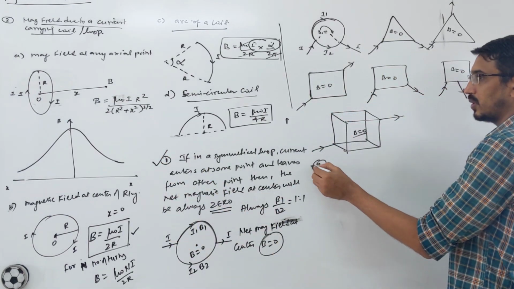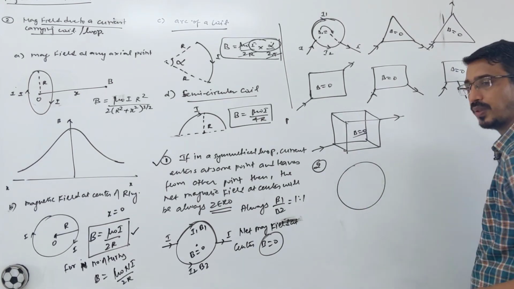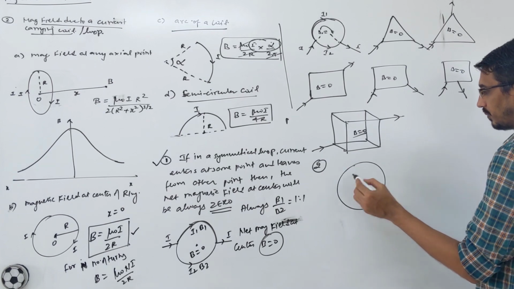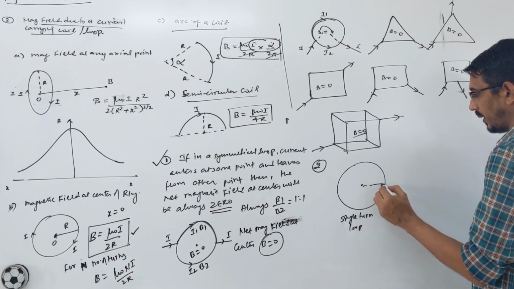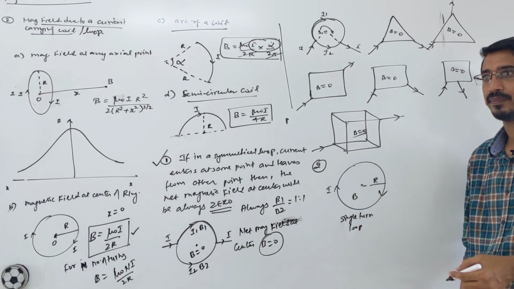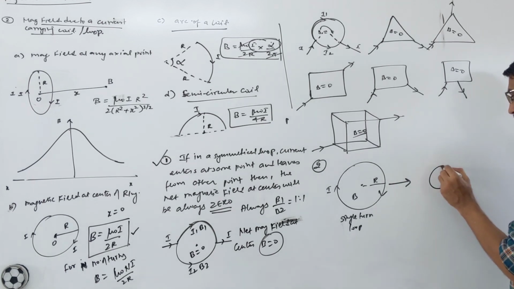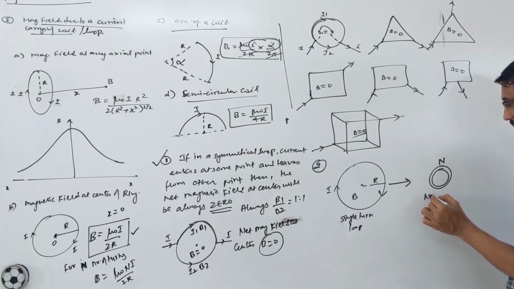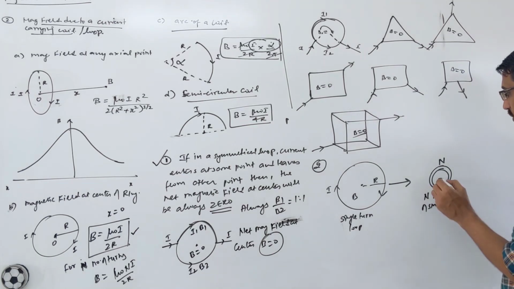Second important shortcut is like this. Suppose you have a loop, and it's a single loop. I'm writing here: single turn loop of radius r, current flowing I, and the magnetic field at the center we call B. Correct. Now what happens if you turn this loop into smaller loops, like 2 loops, 3 loops, n number of smaller loops, with turns of smaller radius? What is the new magnetic field at the center?